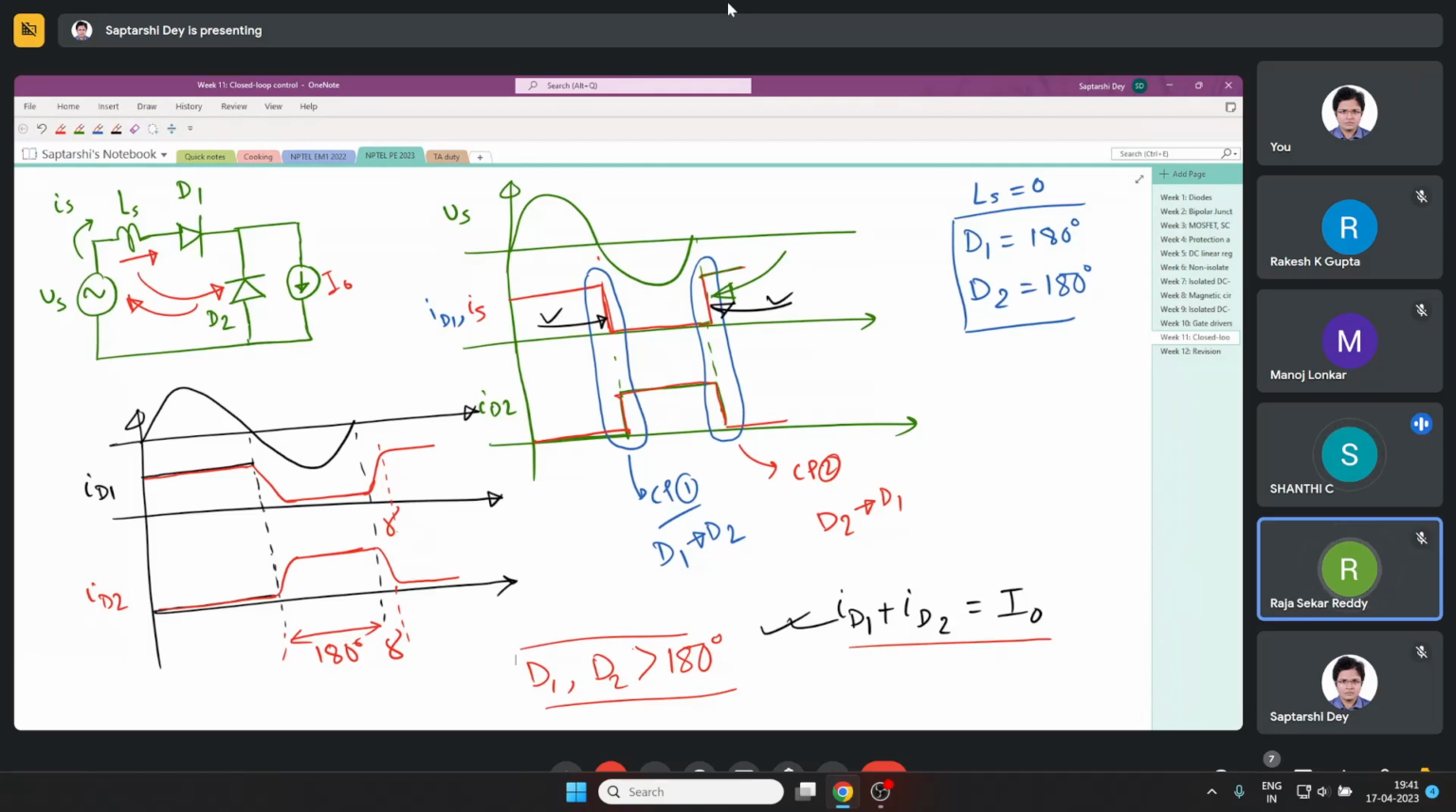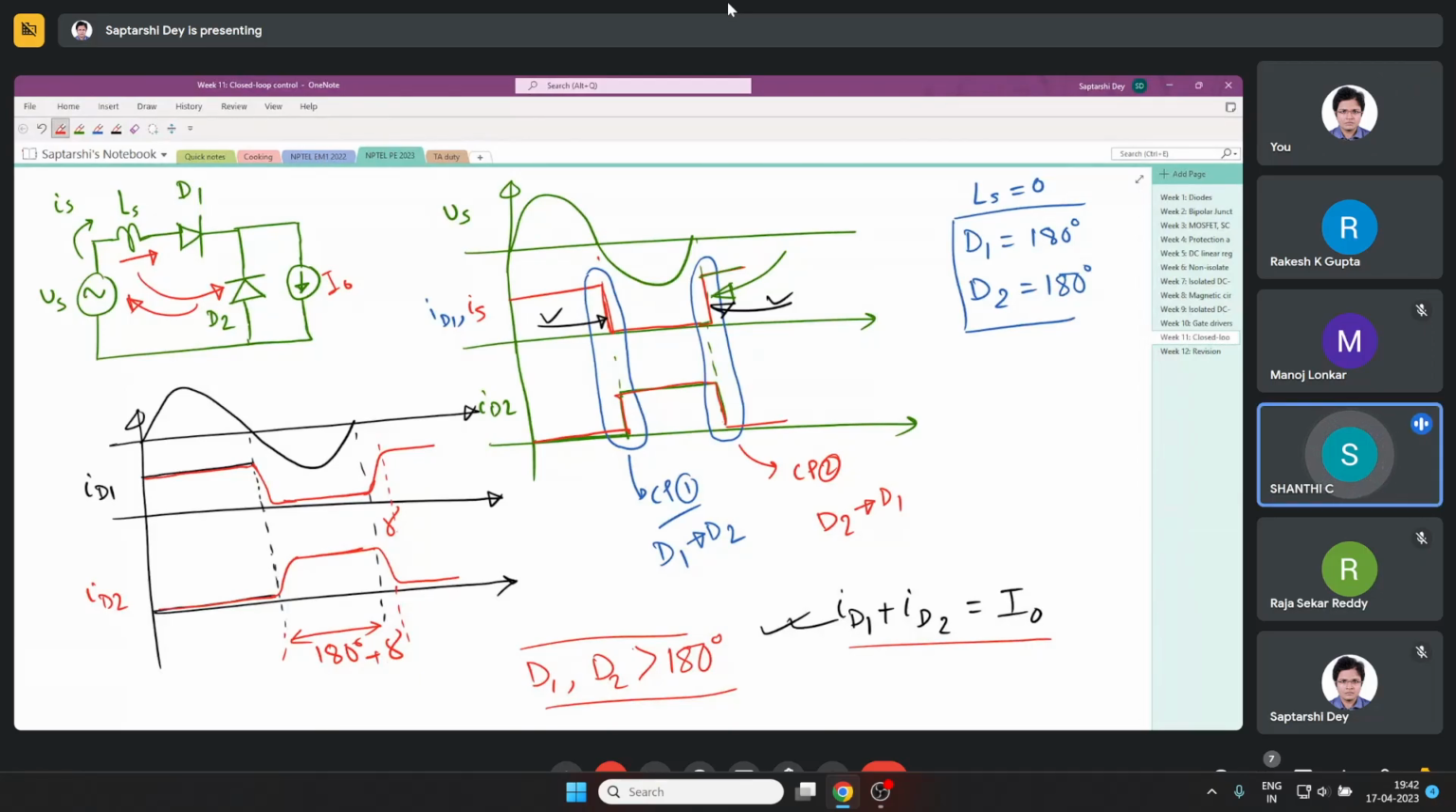Yes, sir. Sir, turning on is having a delay, no? See, it's not about the turn on delay I am talking about. The devices are ideal. Because of this inductance, the current switching to the one device is taking some time, which can be considered as gamma. Then how come 180 plus gamma can be given? It's only 180 now. So 180 plus gamma is the total time that the devices are conducting for.